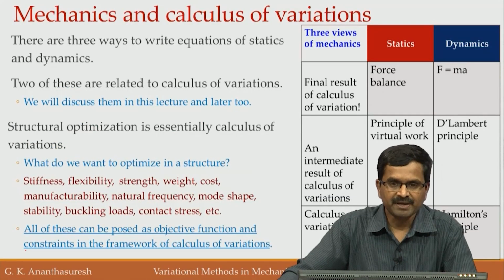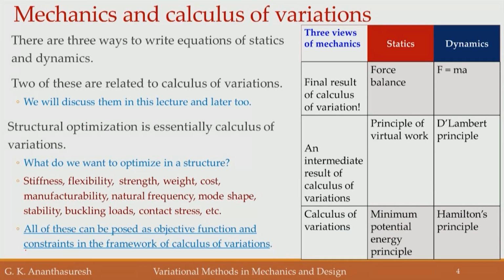So, when it comes to mechanics and calculus of variations, there is something that we need to take note of, and it is very important, and that is there are three ways to write equations of statics and dynamics, that is static equilibrium as well as dynamic equilibrium. And these are listed in the table here. Under statics we have something called force balance. We all know that when all forces acting on a body are balanced, the system will be at rest, what we call steady state or static equilibrium. And the corresponding thing in dynamics is F equal to ma, Newton's second law.